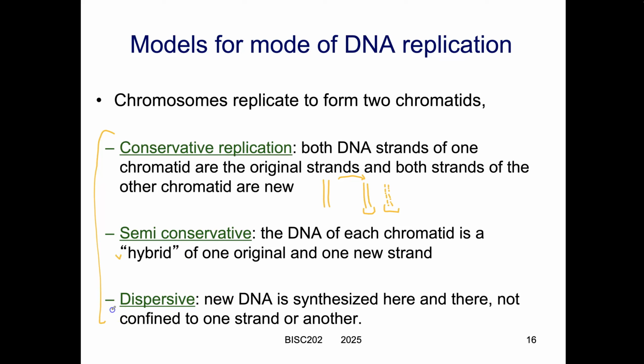And then you have dispersive, and that is where the new DNA is synthesized here and there, not confined to a particular strand. So the new DNA might look like that would be one of the strands or one of the pieces of DNA, and the other one would have sort of new in patches and the old in patches and so on.